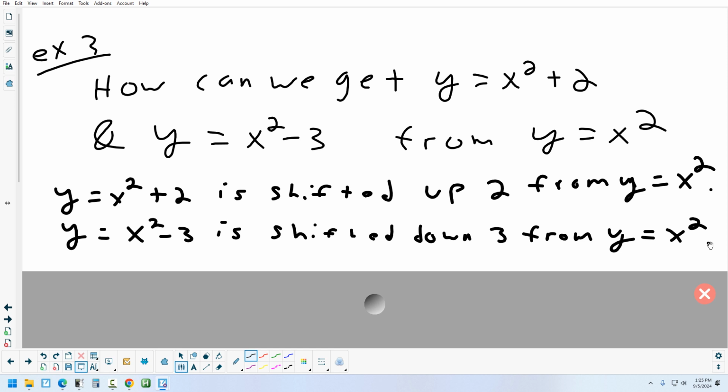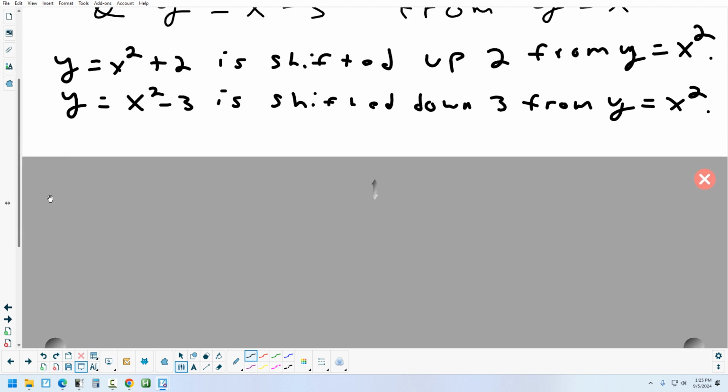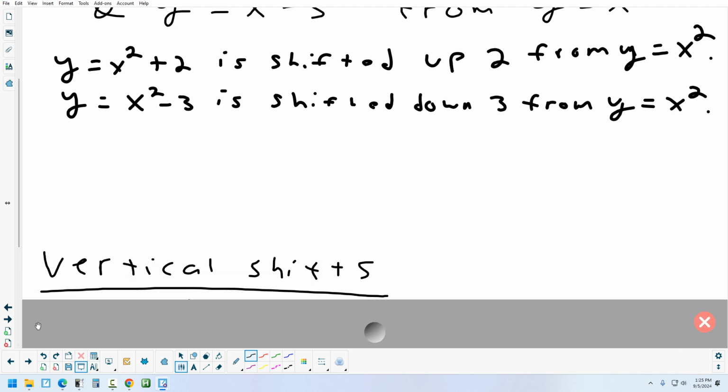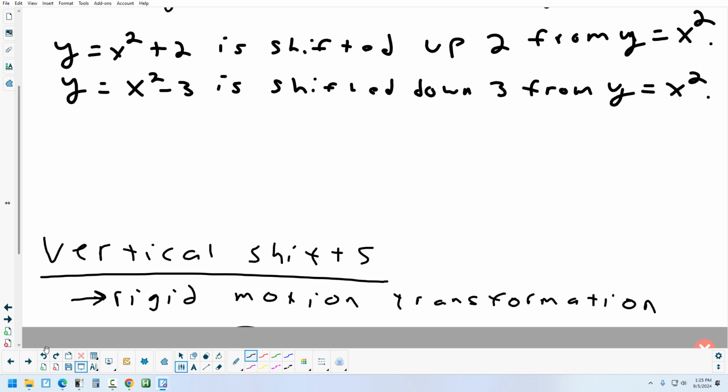Yeah, if it's negative, it's going to shift down. If it's positive, it's going to shift up. So this is an example of what we call a vertical shift. Whether it's up or down, that is vertical. Vertical shifts, if you learned them in geometry, you might have learned as like a translation. It doesn't stretch the graph at all. It just takes and moves it somewhere else.